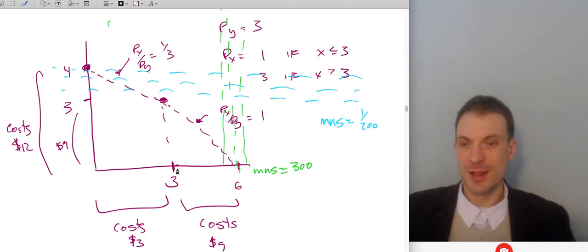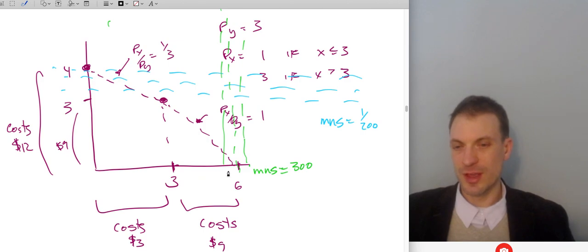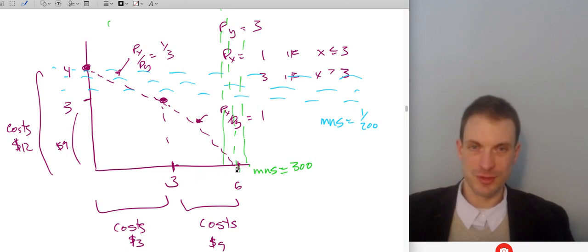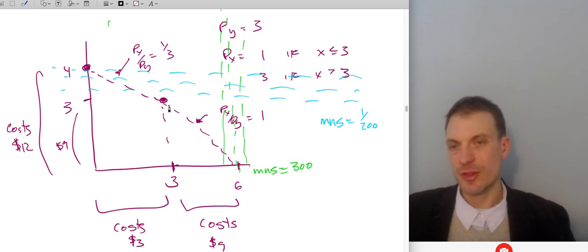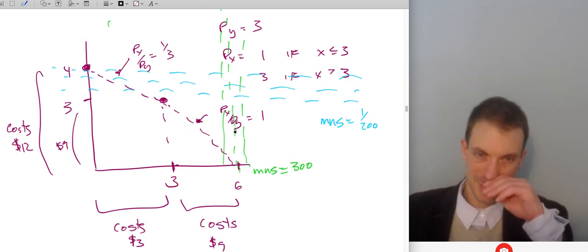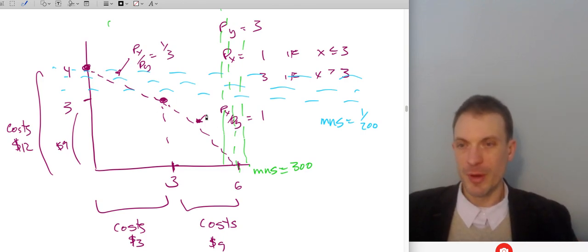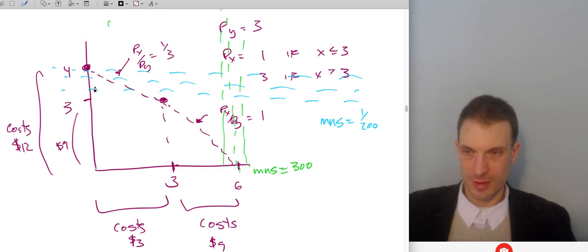Or I could buy, let's see, this costs $9. I could buy 3 more here, and this is going to cost me $9. That'll bring me to this point 6. The slope of this portion is going to be 1/3 because the price of X is initially 1, price of Y is 3. The slope of this part is going to be 1 because the price of X is 3, price of Y is 3. Okay, so that's our budget constraint. Good. It's going to go here. It's going to be flatter than steeper.